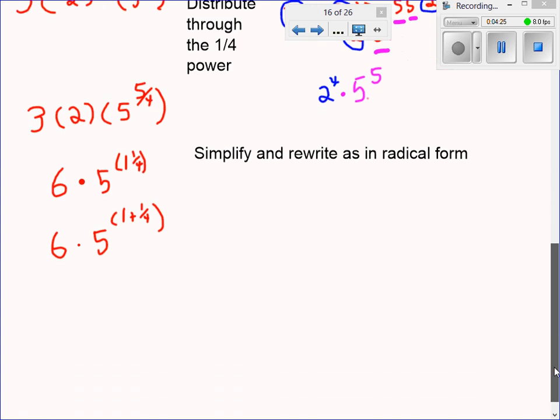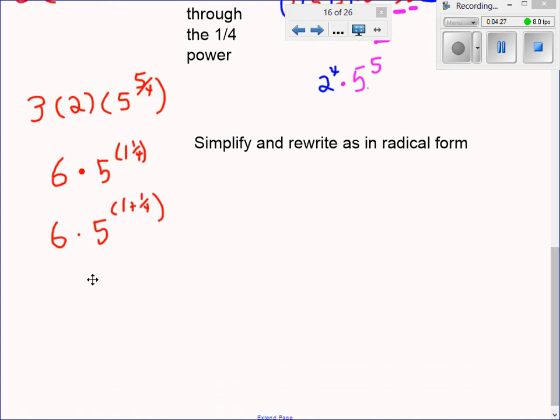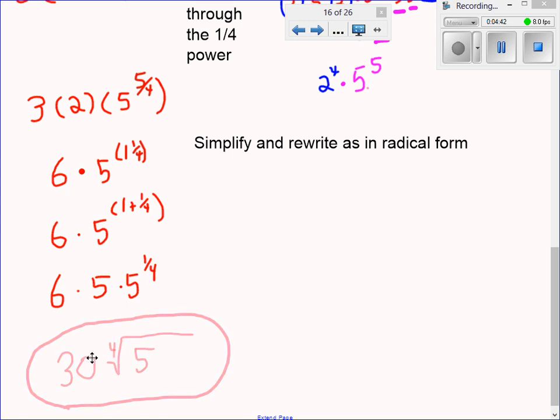Okay, 5 to the 1 and 1/4 power becomes 5 to the 1 plus 1/4. And by the product property, I can say this is 6, which still stays the same, 5 to the 1st, times 5 to the 1/4. Writing this as a radical, 6 times 5 get multiplied together because again they are to the 1st power, and 5 to the 1/4 is written as the 4th root of 5.